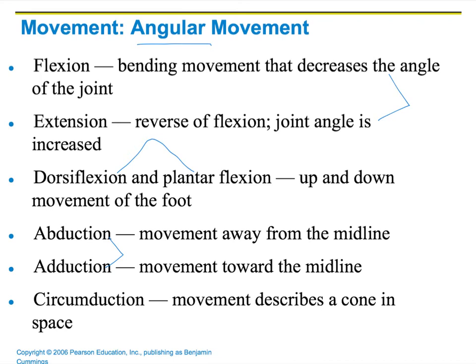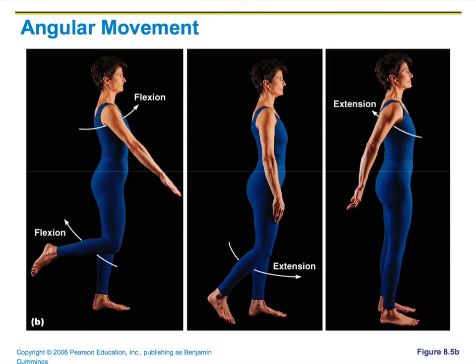I usually teach abduction as if you're being abducted by aliens. Your arms are going up and out. Adduction, D for down, is when the arms or the legs move back down to the midline in the frontal plane. Circumduction, movement of which occurs only at a ball and socket joint, is the movement of the arm or the leg in a cone-shaped pattern. You have pictures which indicate these movements.